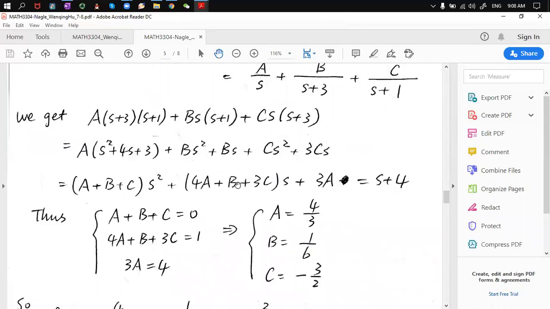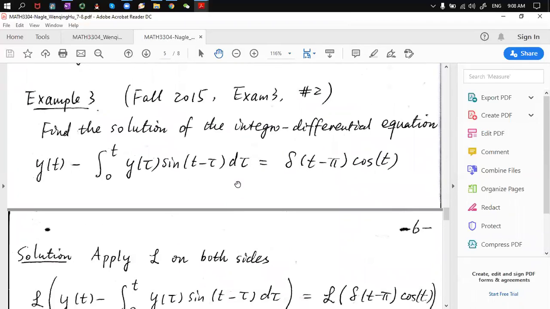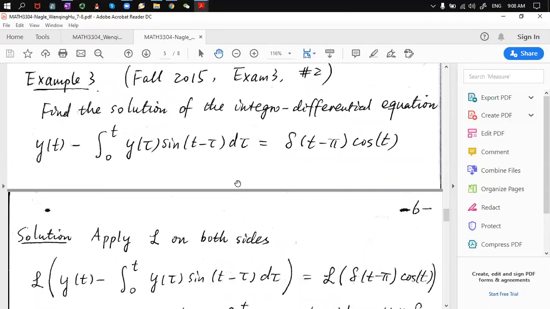A very interesting type of question that can happen is this kind of question. It's asking you to find the solution of an integral differential equation. There's an integral in the equation, but there's also an impulse function, so you have to handle both the integral and the impulse function. This is not an easy question.